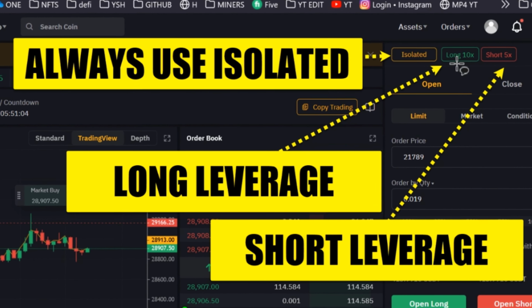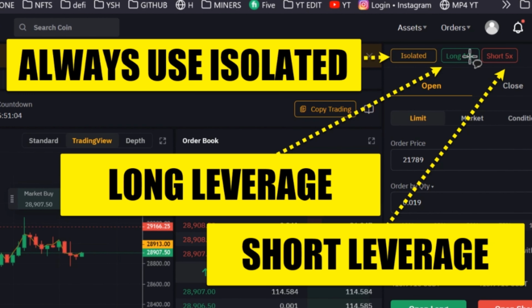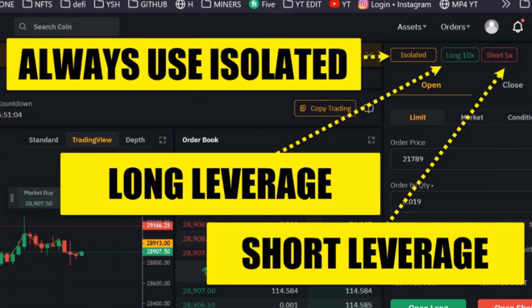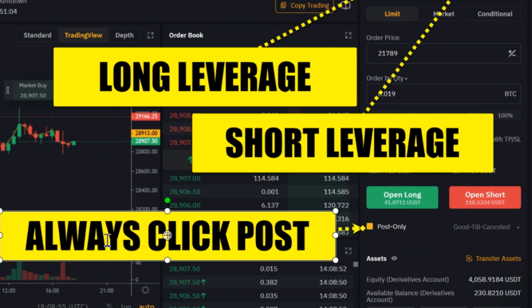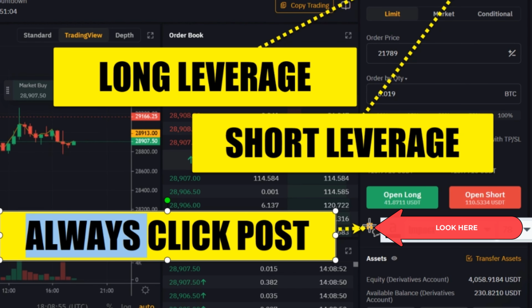So now long, this is your long leverage up here. If you click on that, you'll be able to adjust your leverage. And over here is your short leverage. And anytime you're placing limit buy orders, you always want to make sure that you have post checked.